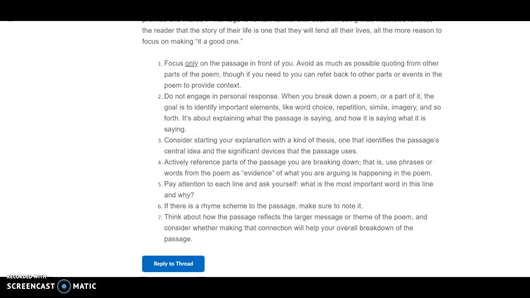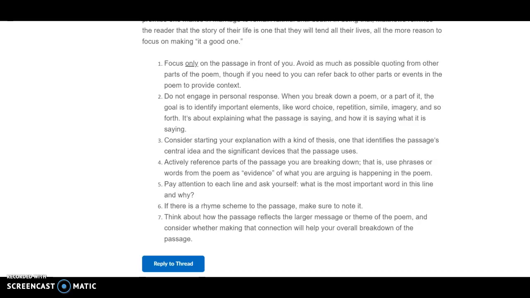And that's why number 2 is also important. You don't engage in personal response. While your personal response and how you felt about the poem, what it made you think about, how you related to the poem, that's all very, very relevant and very important, close readings are about the mechanics of a text. And especially when we're talking about a poem, it's about how a poem has been put together.